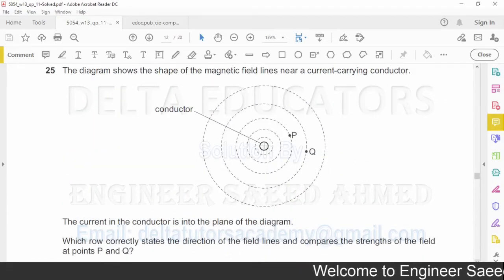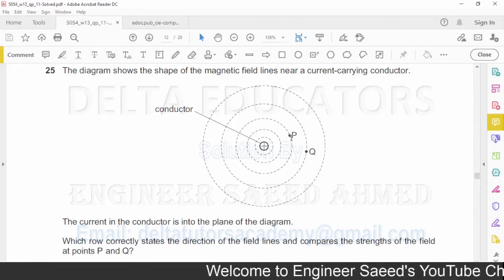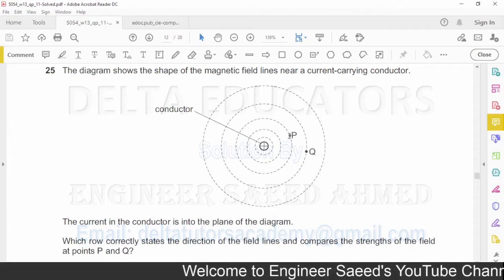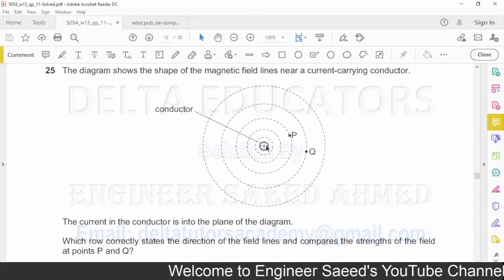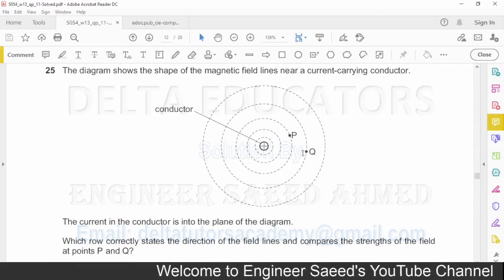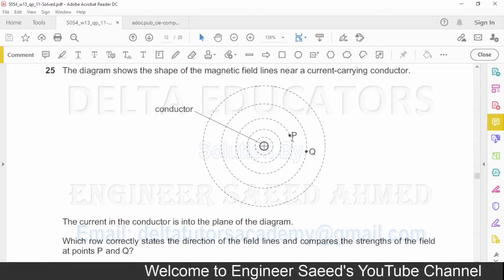Question number 25. The diagram shows the shape of the magnetic field lines near a current carrying conductor. The current in the conductor is into the plane of the diagram. Which row correctly states the direction of the field lines and compares the strength of the field at point P and Q? First thing here, the field strength will be stronger at point P as compared to Q because this point P is closer to the current carrying conductor as compared to Q. So field will be stronger at point P.